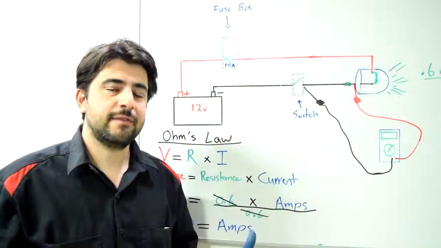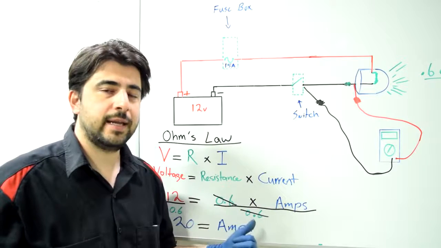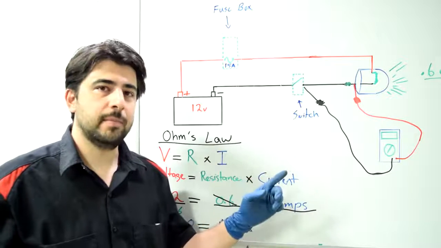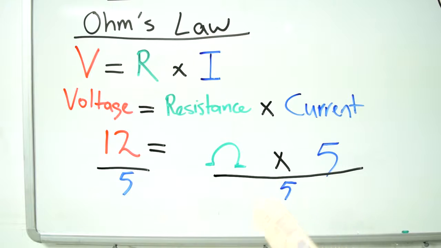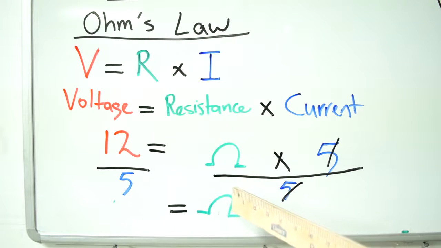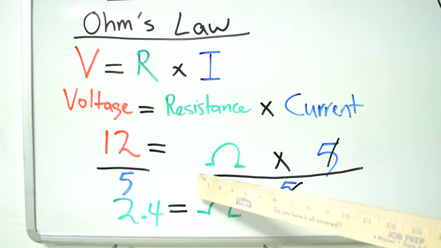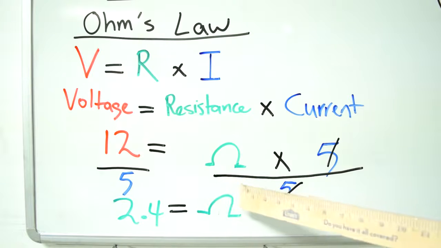And now that we have the current flow through this circuit, once again we can use Ohm's law to calculate the resistance in our light bulb. So once again we'll plug in 12 for our voltage, and we have 5 for current. So next we'll divide each side of the equation by 5, which leaves us with only ohms on this side and 2.4 on this side. So our headlight bulb in reality has 2.4 ohms of resistance.